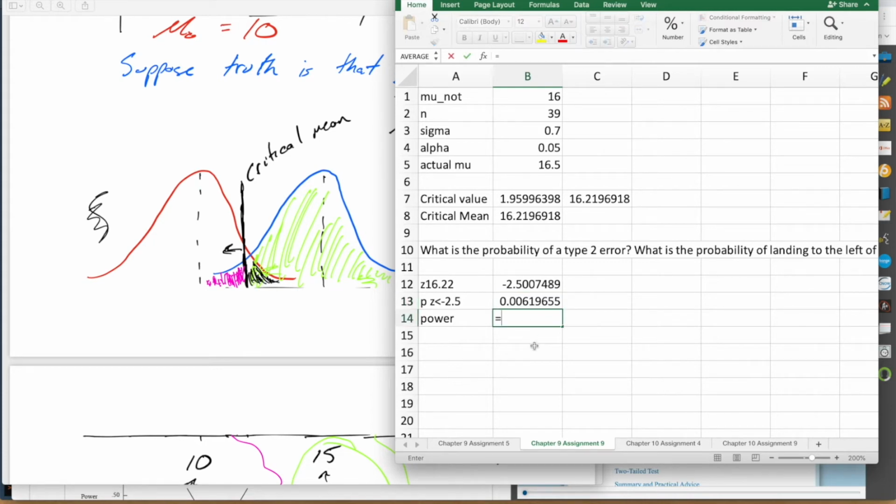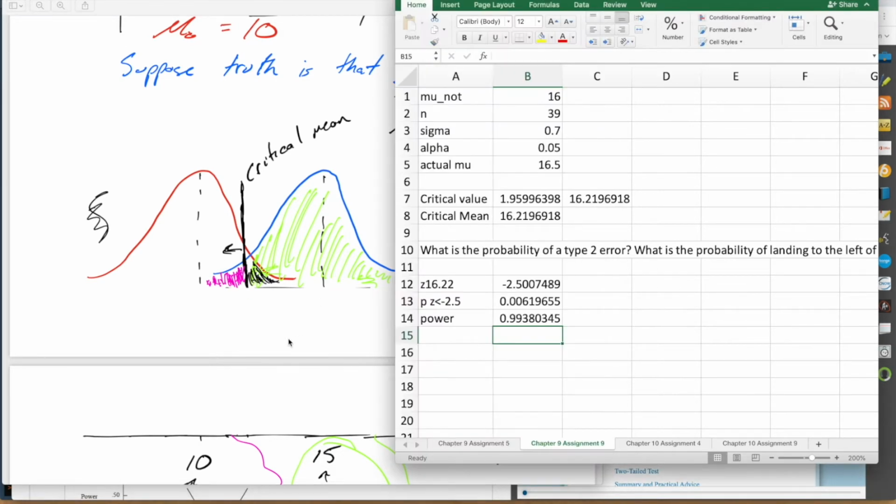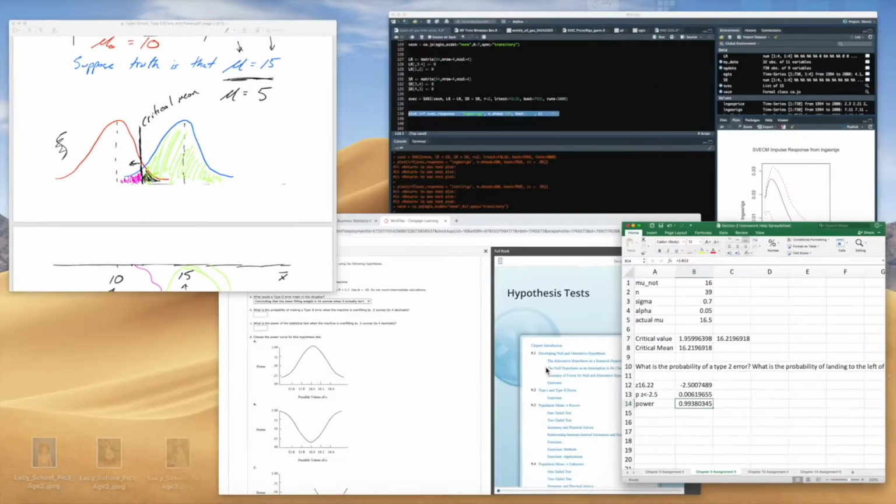And notice that once we know the probability of a type 2 error, the power, so that's the pink area I just calculated for this problem with 16 and 16.5. That's this number right here, 0.006197. The power is the green area. This is 1 minus the pink area. So this is a pretty powerful test. There's a 99.38% chance that we will not make a type 2 error.